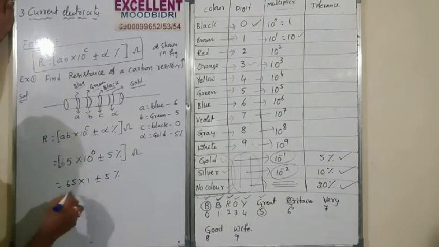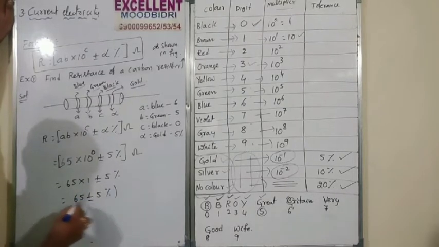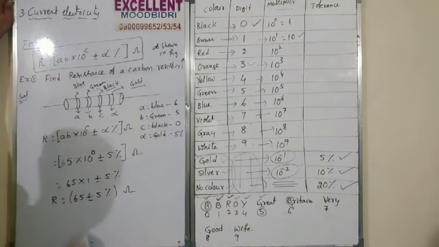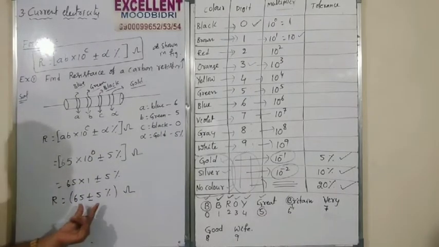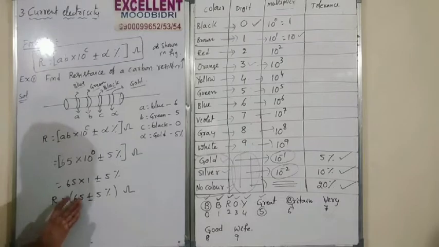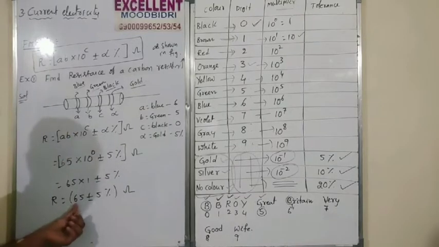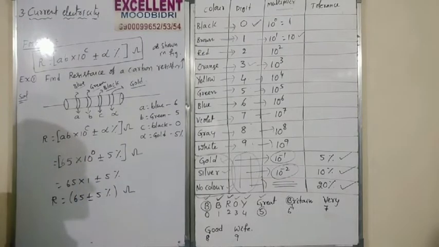Now multiply 65 into 1: 65 plus or minus 5% ohms. Resistance we can show with the help of percentage, so plus or minus is compulsory. This is a formula. So this value is 65 plus or minus 5% ohm. That much will be there. 10 power 0 means 1 only. You have to put 10 power 2 as 10 power 2, 10 power 3 as 10 power 3, like that only. Are you clear? Now second problem.